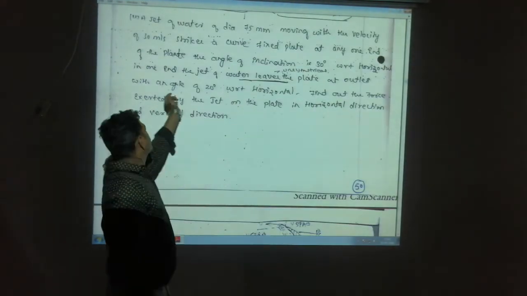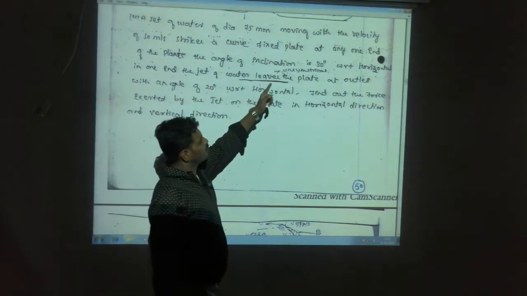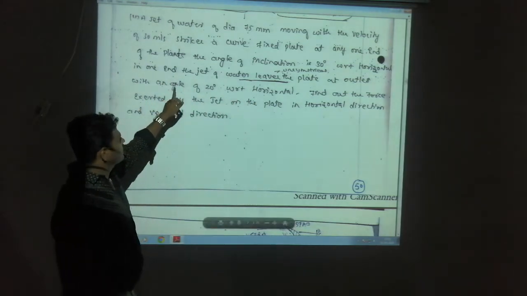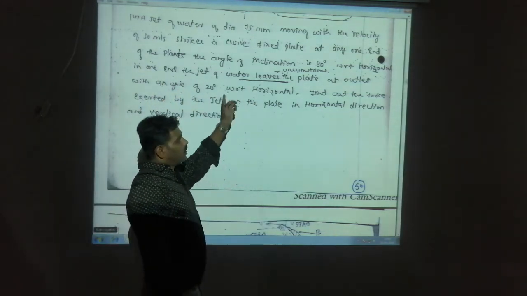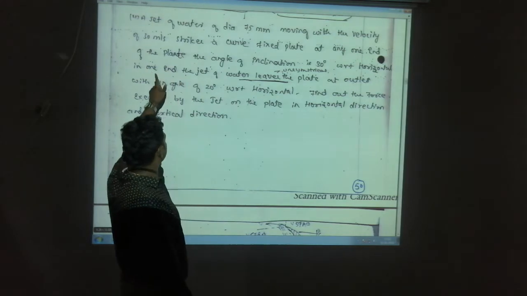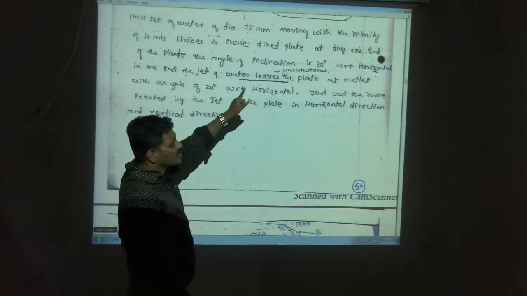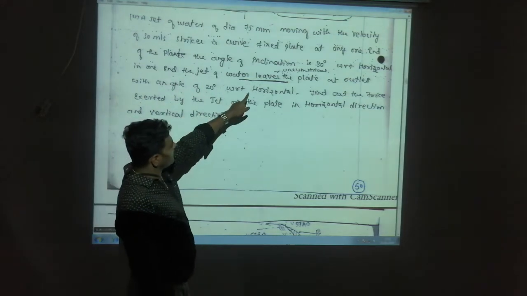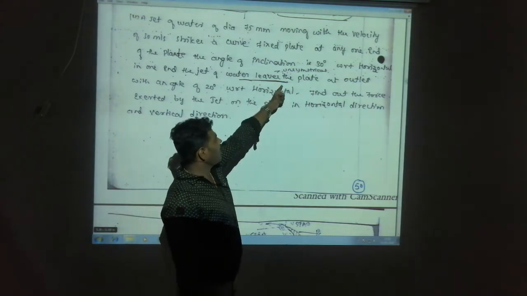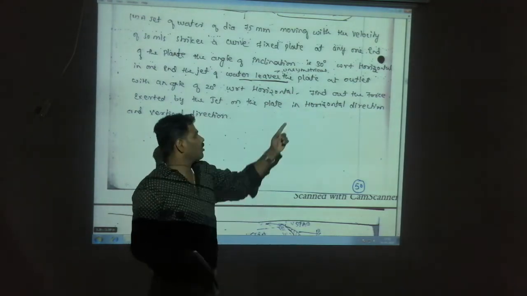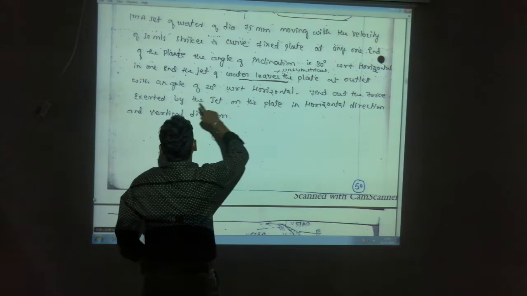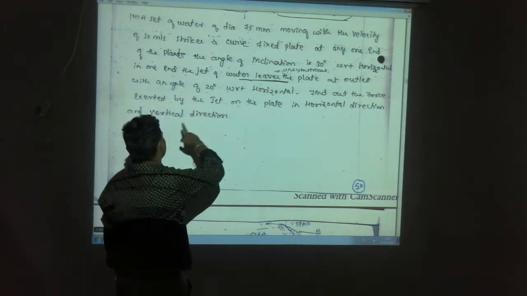Next, the numericals. A jet of water of diameter 75 mm moving with the velocity of 30 meter per second strikes a curved fixed plate at any one end of the plate. In the previous problem we discussed the inclined plate, so now we will discuss a curved plate at one end. The angle of inclination is 30 degree with respect to horizontal. The jet of water leaves the plate at the outlet. Remember, if the jet leaves out at the outlet, we call it unsymmetric. It leaves with an angle of 20 degree with respect to horizontal. Find out the force exerted by the jet on the plate in horizontal direction and vertical direction.